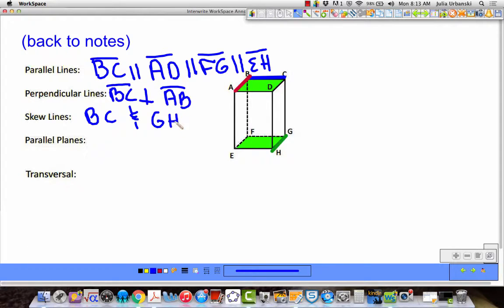There's others, but BC is across the top plane, GH is across the bottom plane, and not in one of the parallel ones. So GH right here is good as well.